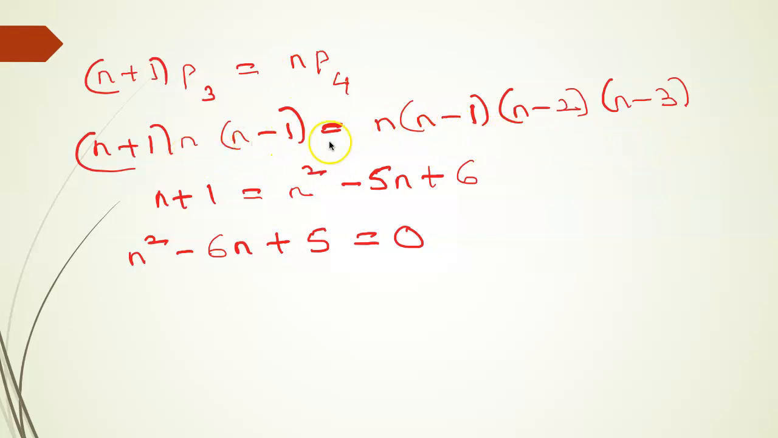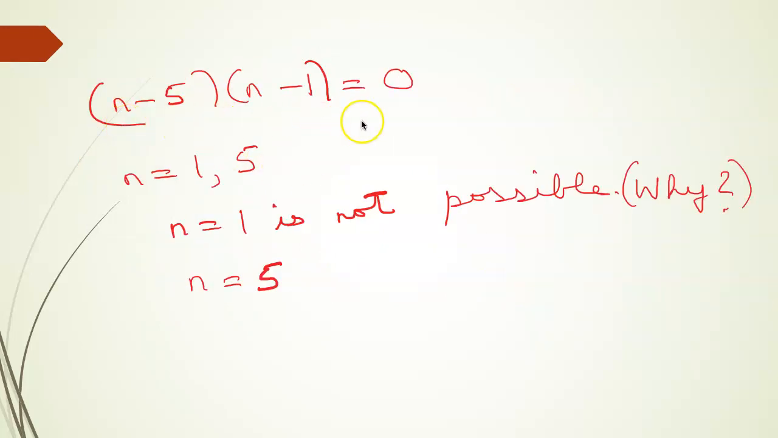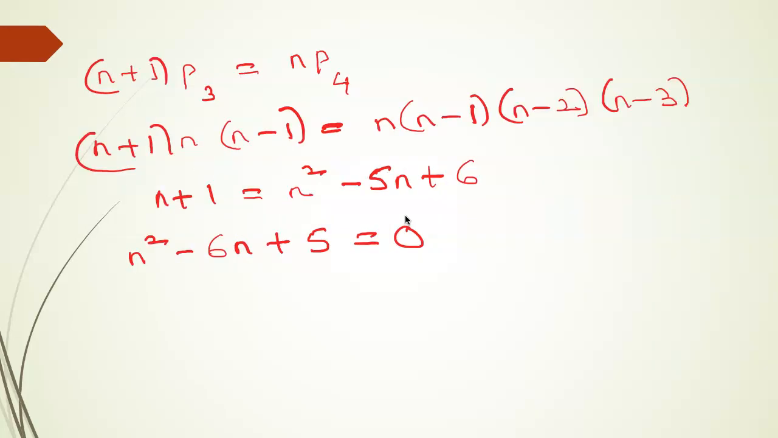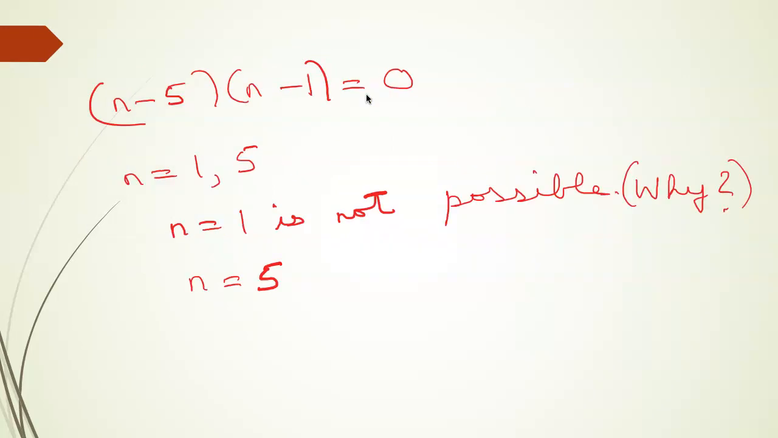So n into (n minus 1) gets cancelled on both sides. I get n plus 1 equal to (n minus 2) into (n minus 3), which is n squared minus 5n plus 6. Simplifying and taking everything to one side, we get n squared minus 6n plus 5 equal to 0. So I have (n minus 5) into (n minus 1) equal to 0. So the possibilities are n equal to 1 or 5. Now n equal to 1 is not possible. Why is that? Because then I will have 2P3 or 1P4, which is not possible. So n equal to 5.